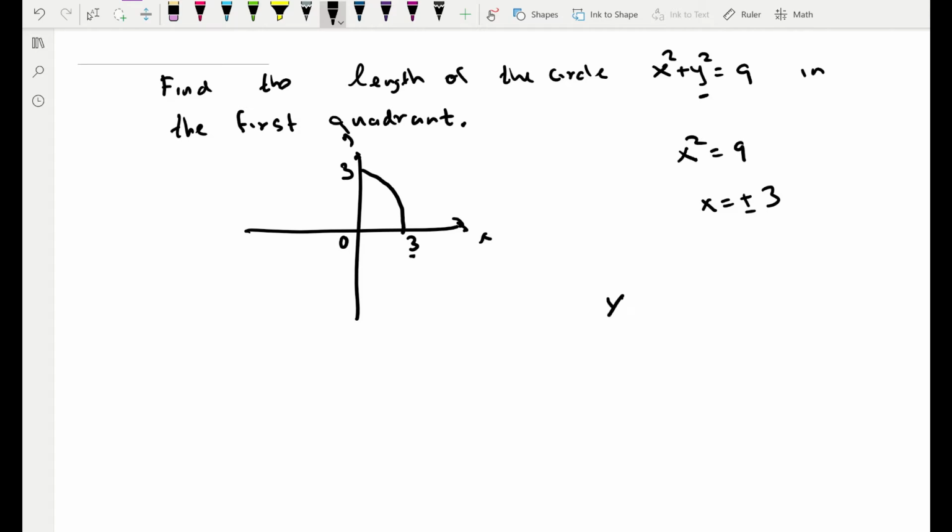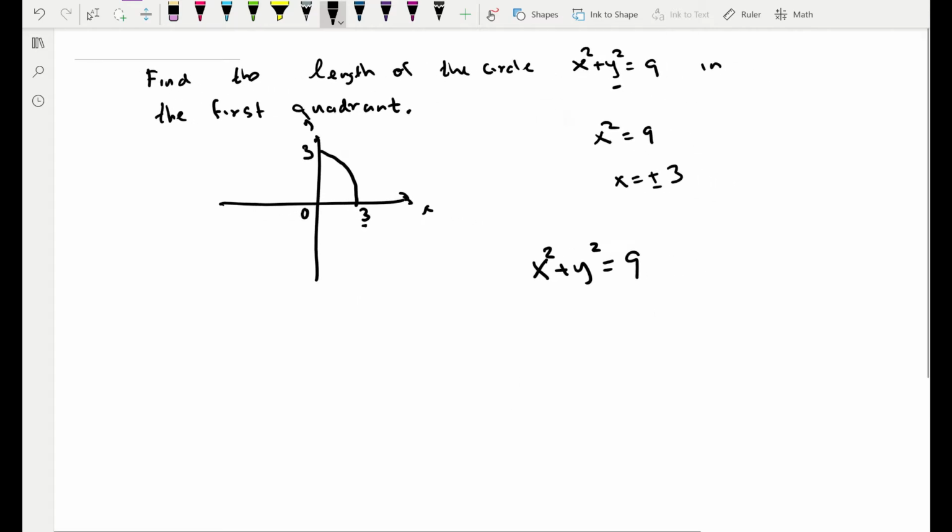Now we have the equation x squared plus y squared equals 9. So now you have the option to set this up either in terms of x or in terms of y. It doesn't matter. You're going to get the same answer. I'm going to show you both and pick one to solve the problem.